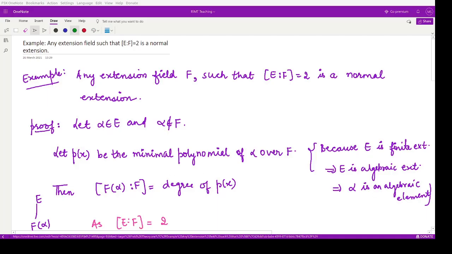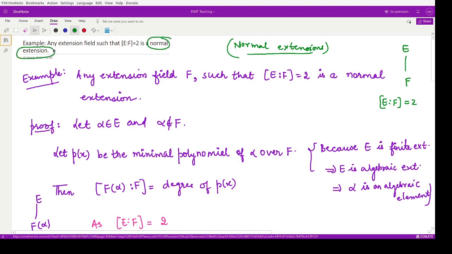Next example here is also based on normal extensions. It says that any extension field which has a degree of 2, that means you have an extension E over F, and the degree of this extension field over the field F is given to be 2, then that extension field is a normal extension. So this is the example. Let us see how this works.